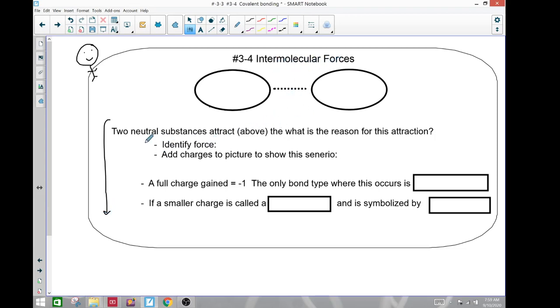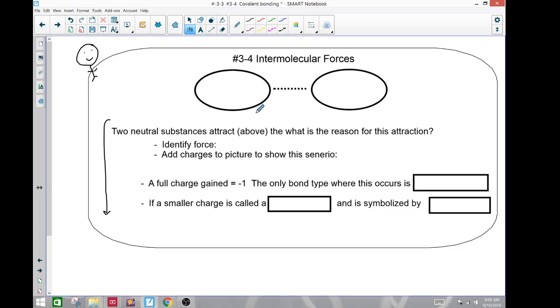Two neutral substances attract above. For what reason is this attraction? Identify the force. Add charges to the picture to show the scenario. So why would two things that are neutral attract? We know if one's positive, one's negative, that they attract, like an ionic compound, but in this situation, where it's neutral and they attract, you have to have some sort of positive charge. And in this case, because they're neutral, it's not a big charge.